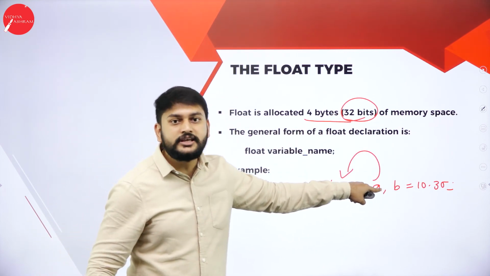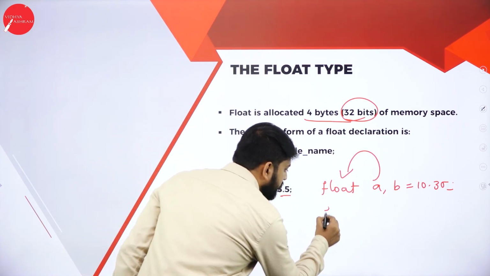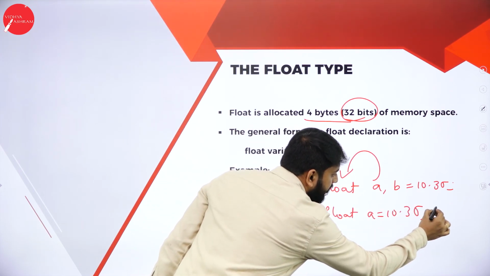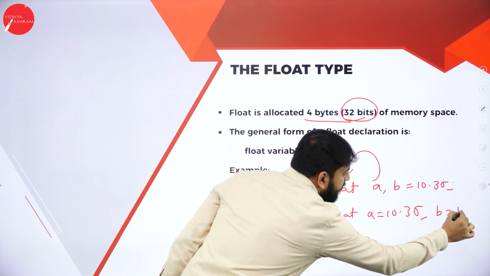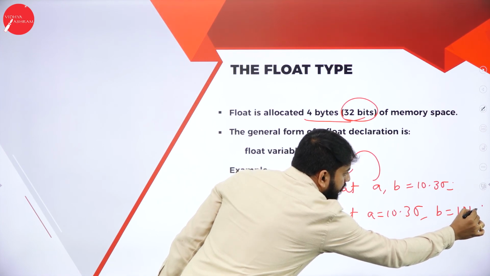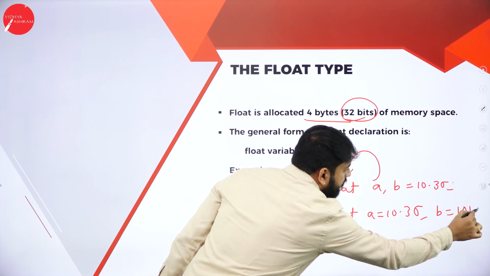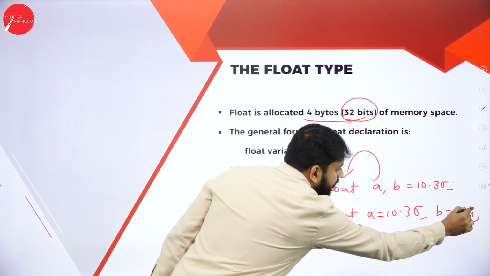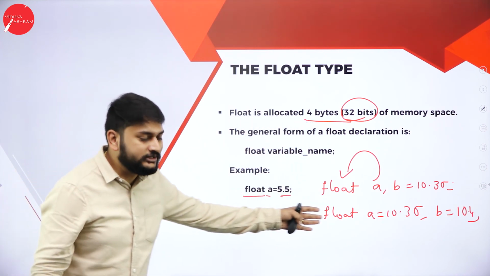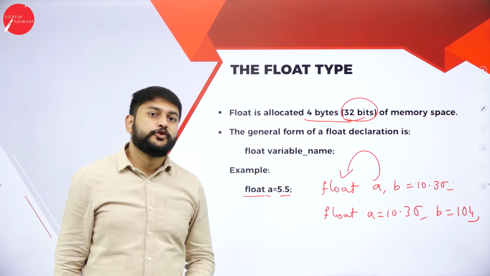Sir, you have not assigned a value to a, you only did it for b? Can't we assign just one value? No sir, you can. So float a is equal to 10.35, comma b is equal to 10.45. I can do that, right? This is how I will be assigning the float values.